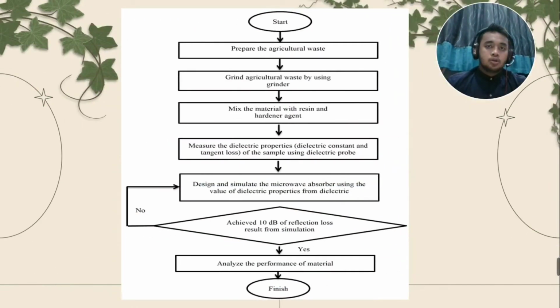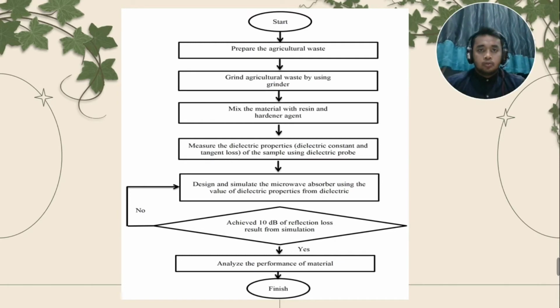Okay, so for the methodology, this is my flow chart, which consists of the steps for doing our final year project. For the first one, we start at first. After that, we prepare the agricultural waste, which is the material that has been developed for the grain and the agriculture waste.